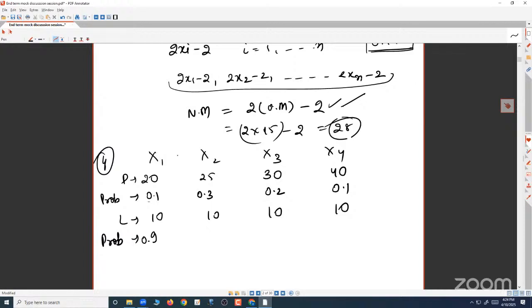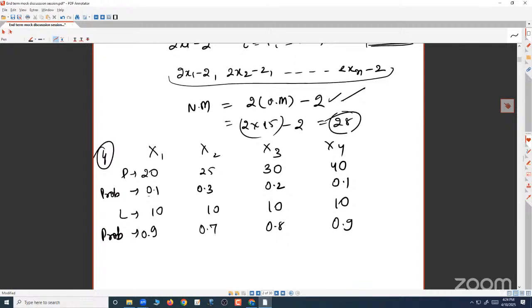Yes, ma'am. Now, similarly, what is the probability of getting a loss for X2? 0.7, then 0.8, 0.8, 0.9, 0.9. Correct. So these are the values.